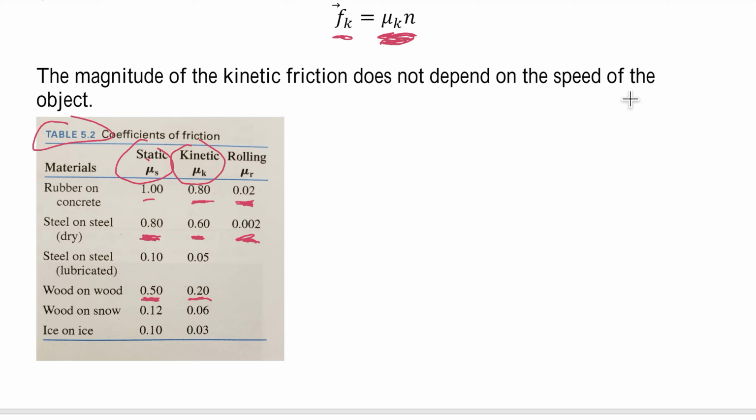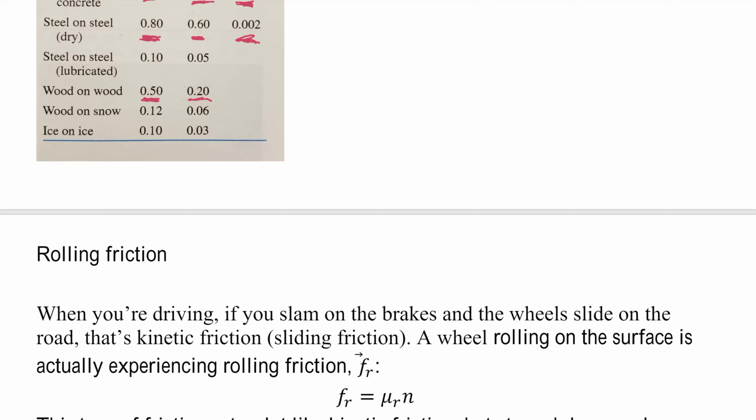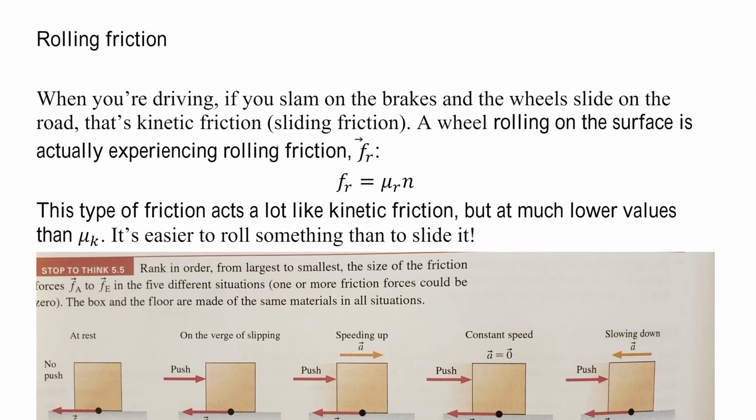The static friction force is higher than the kinetic friction force, based on these coefficients of static and kinetic friction. So physically you should kind of understand where these numbers are coming from, even though you don't know why these numbers are what they are.